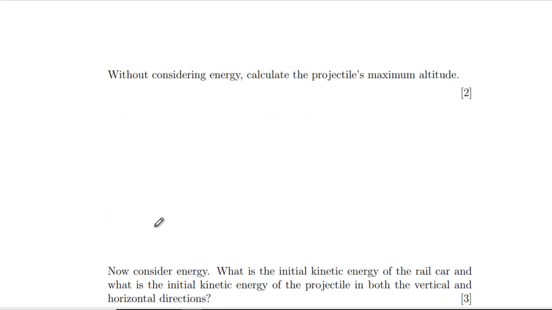Where are we now? Without considering energy, calculate the projectile's maximum altitude. I'm not sure why I would be bothered to deal with energy anyway, because we just need to do average velocity multiplied by time, and that is going to be our maximum altitude. So that is 200 sine 60 degrees, which was our starting velocity. It ends on 0, so we just need to halve that, and then we need to multiply it by the time.